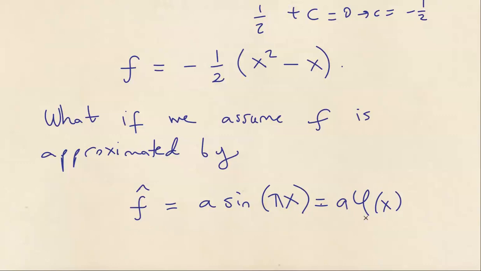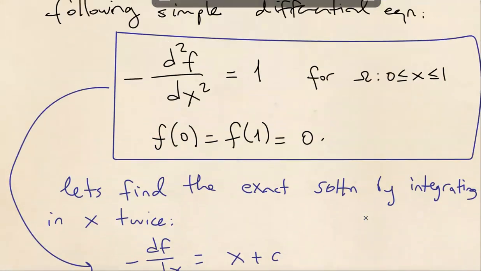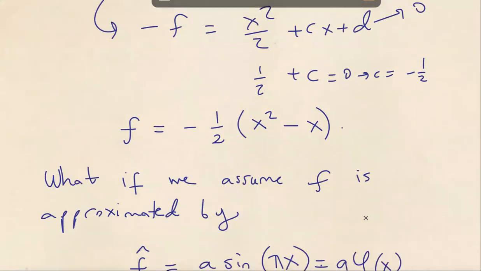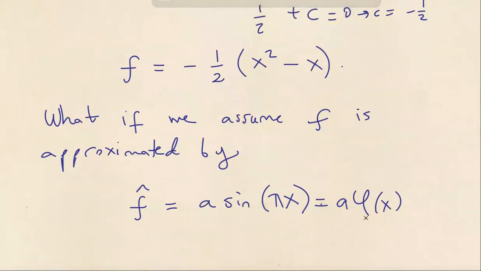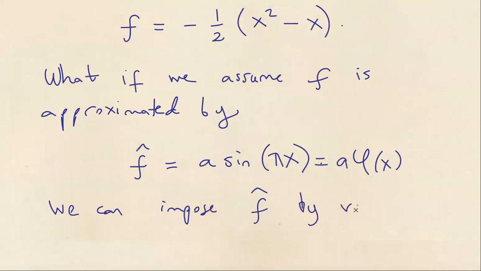So if this is the approximate form of f, what can we do? If I'm given a differential equation but I don't have the exact solution, what can I do? I can just put f hat back inside the differential equation to find the unknown a. But how am I going to evaluate a? There are various ways, so we can actually impose f in various ways.